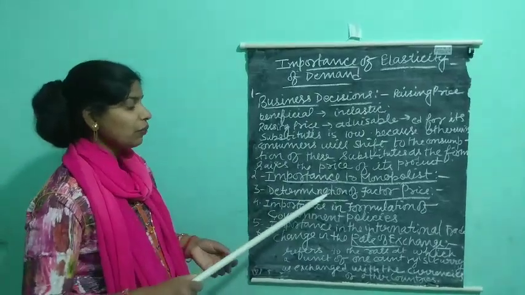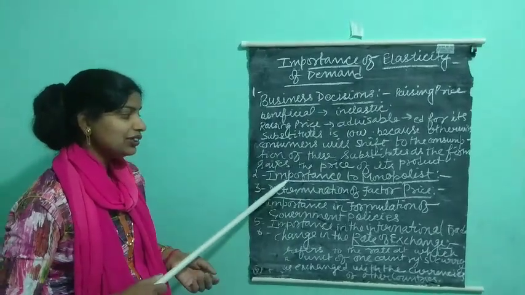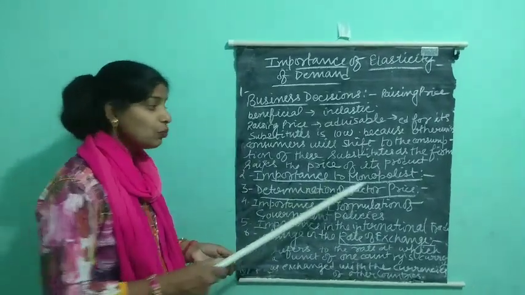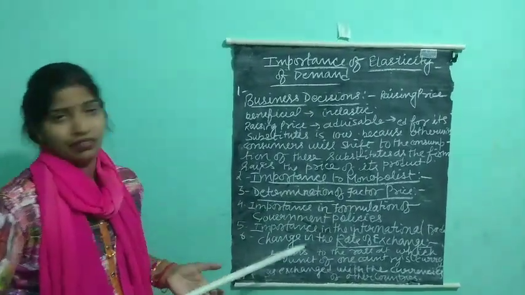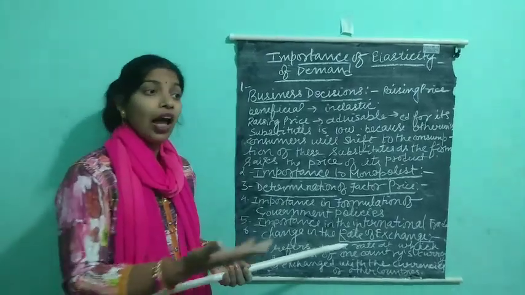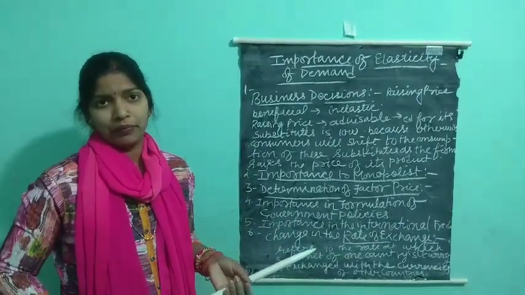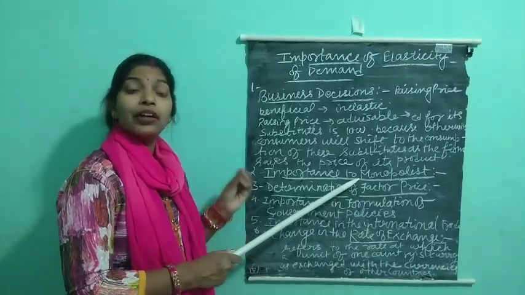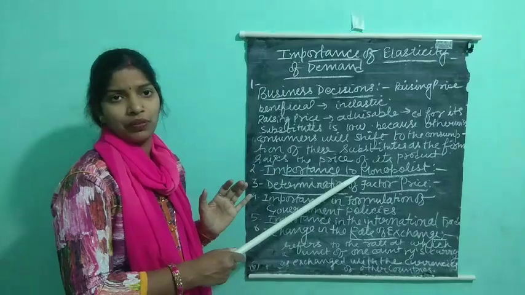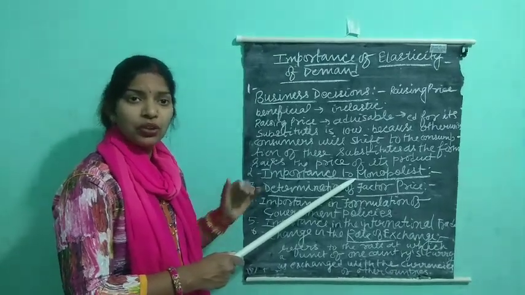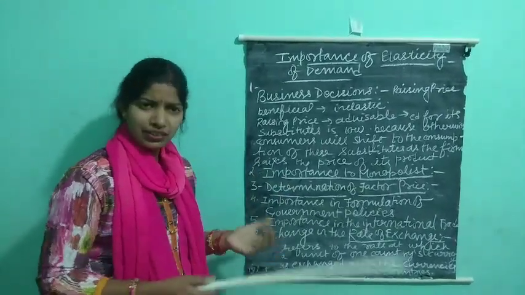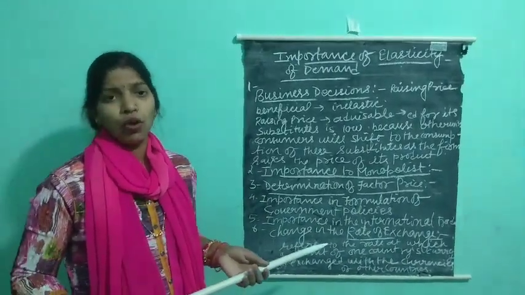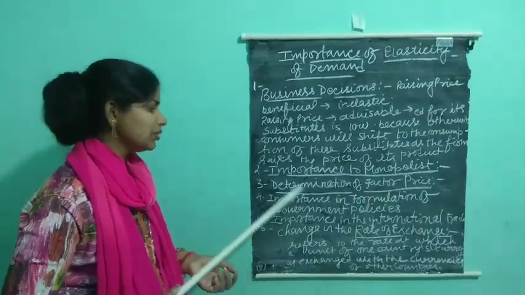In the importance of elasticity of demand, we are doing the second heading, importance to monopolist. So how is it important? Because the monopolist can take the decision whether to charge high prices or low prices to the consumer. If the demand of a consumer is inelastic, then he will impose high prices on the consumer. If the demand by the consumer is elastic for him, then he will impose less or low prices on the consumer. This is the second heading.